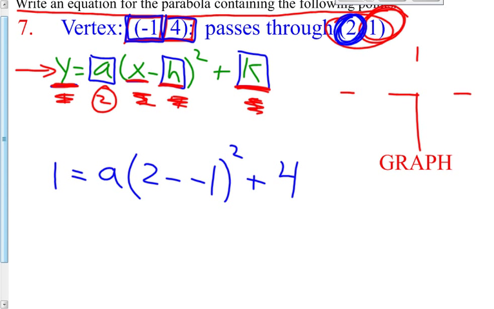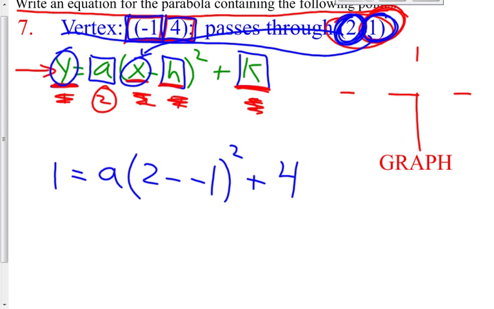So hopefully all those numbers make sense to you. I'll go through them one more time. X and y is a point that it passes through. So x is 2, that goes in there. That's how we got this point. Y is the y coordinate of the point that it passes through. So that is why this 1 goes here. And then h and k is the vertex. So -1 goes right here, and 4 is the k value, and that goes in there.